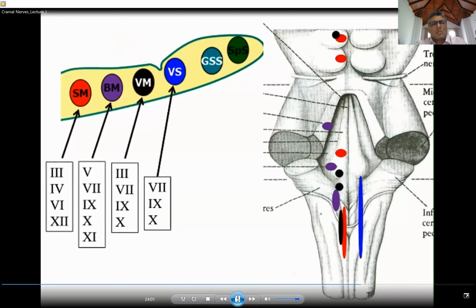Next one is the visceral sensory component. It is there in the facial nerve, glossopharyngeal nerve, and the vagus nerve, and both general visceral sensory and special visceral sensory, which is the taste, go into the same nucleus, a fairly long nucleus located here, which is named the nucleus of tractus solitarius.